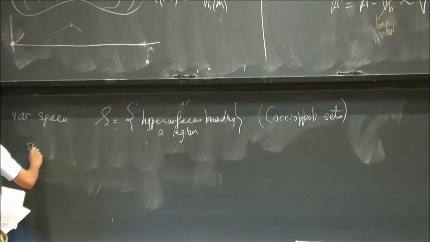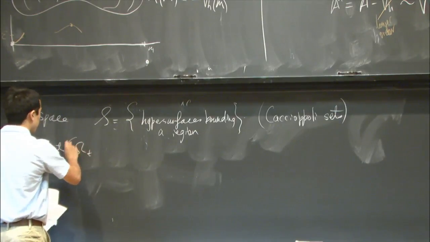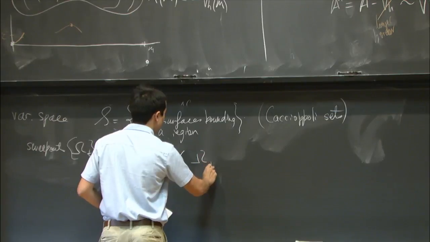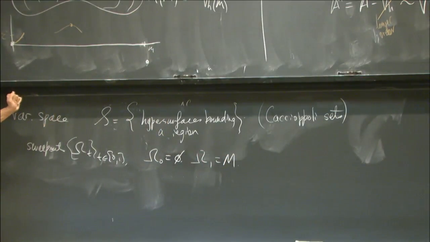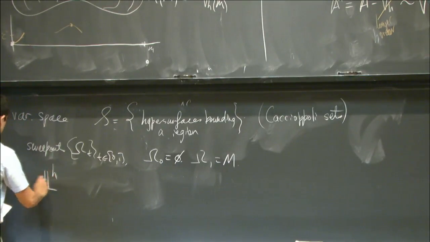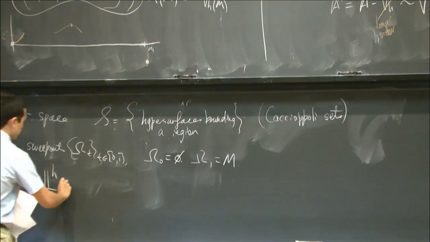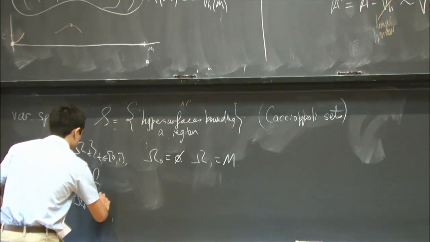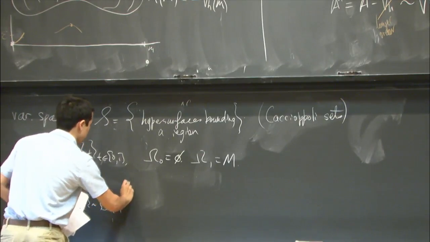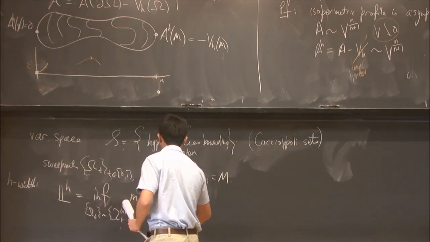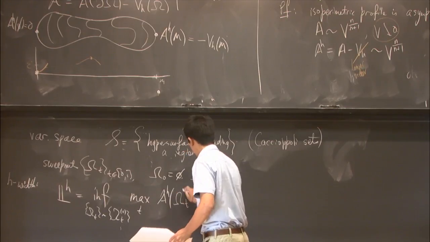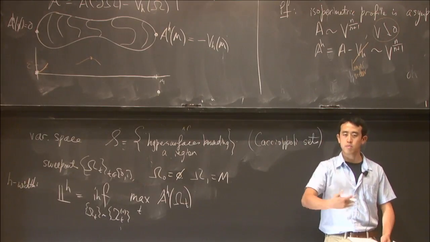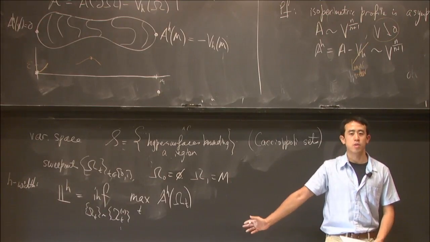So I want to take sweepouts omega t with omega naught, the empty set, and omega 1, the whole set. So really genuinely sweeping out my whole manifold. And I'm going to define the H width to be our usual min-max quantity. So the inf over all sweepouts of the max of this AH functional. Right. So just the usual min-max definition, taking a sweep out that really genuinely sweeps out the manifold from empty to the whole thing, and maximizing whatever functional we're looking at over that sweep out.